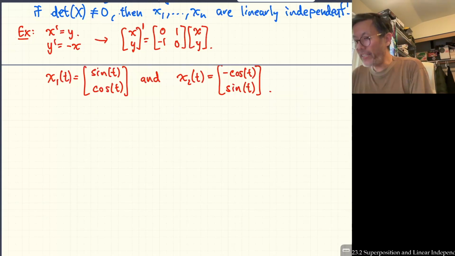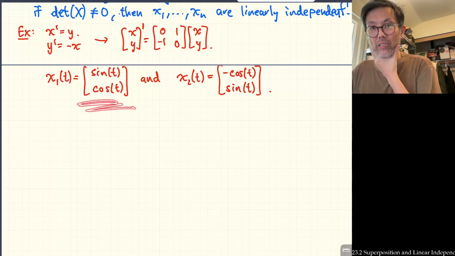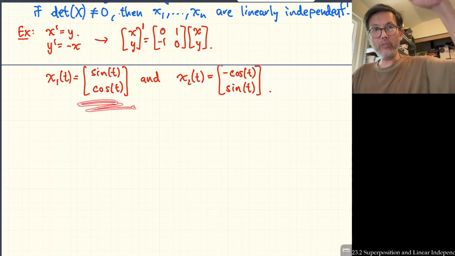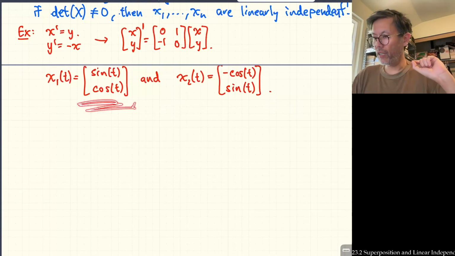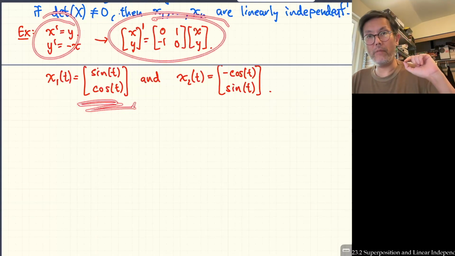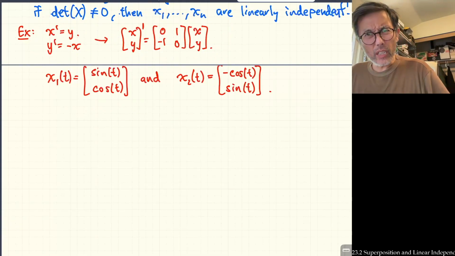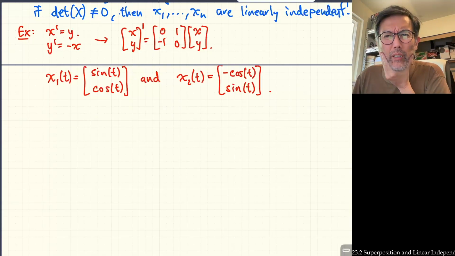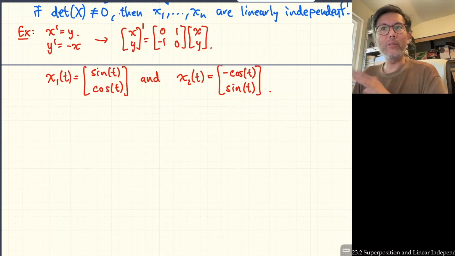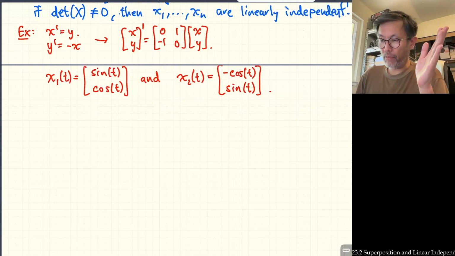That is, take the derivative of (sine t, cosine t), for example. You're going to get the matrix (cosine t, negative sine t). But that exactly satisfies this condition, or equivalently this condition here. Do you believe it? Hopefully you do. I do. It totally works. Similarly for this x2.